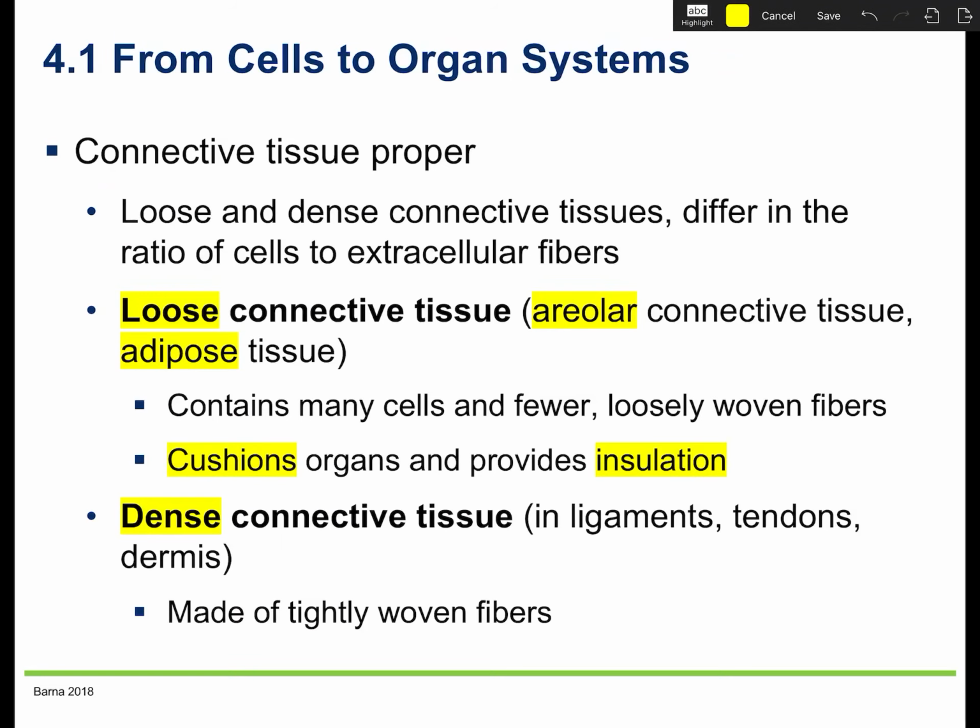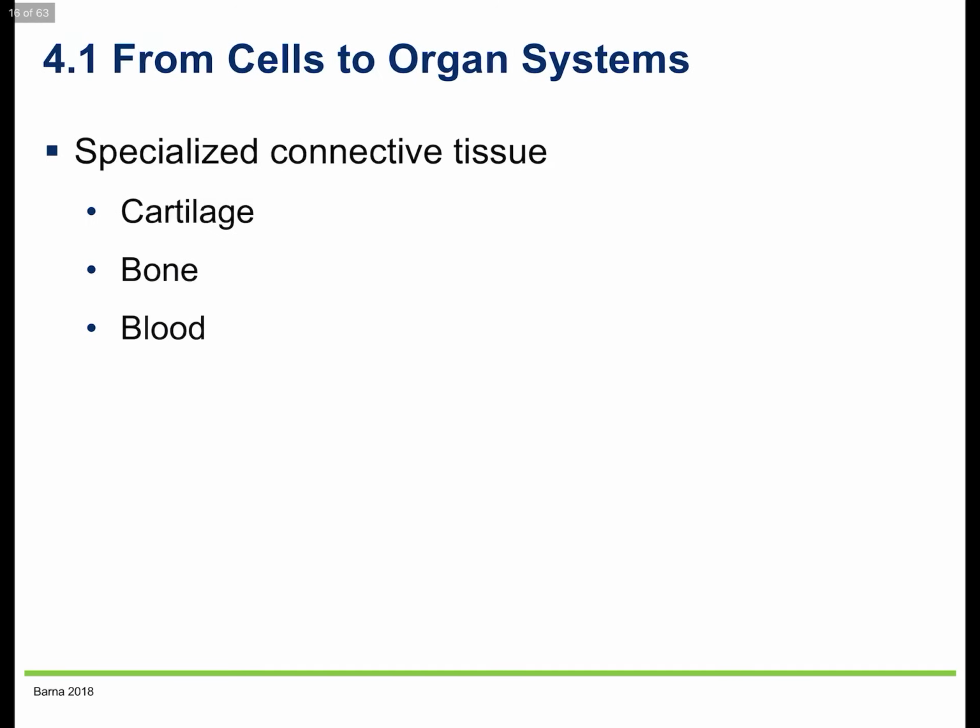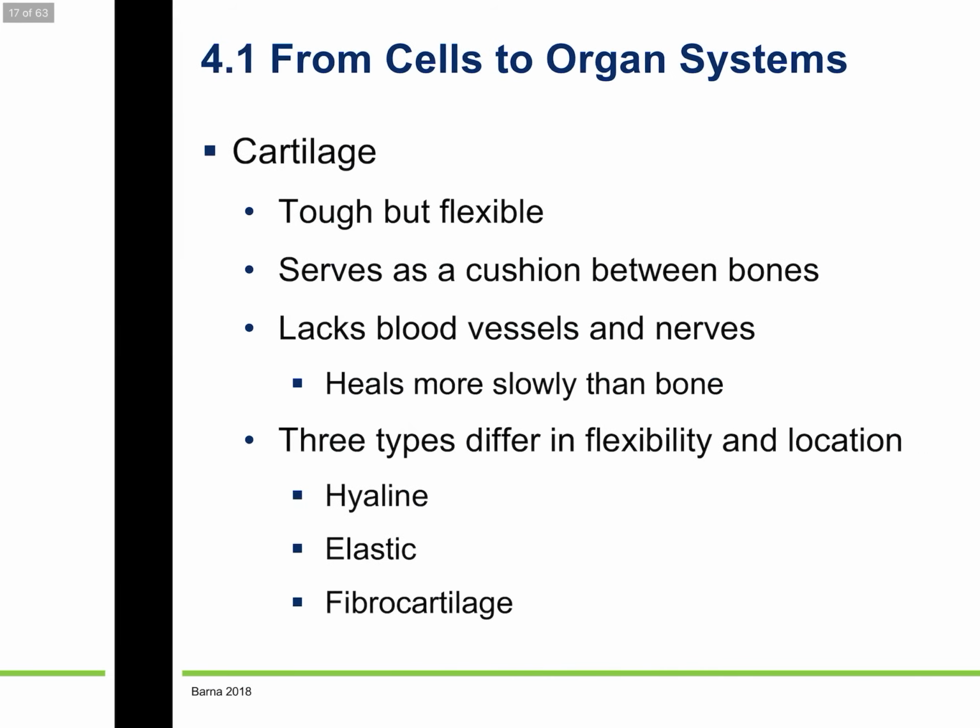A dense connective tissue is going to be found where the fibers are more tightly packed, so to say. So ligaments, tendons, and then the dermis, which is your middle layer of your skin. So more tightly packed fibers. Specialized connective tissue is going to be cartilage, bone, and blood.